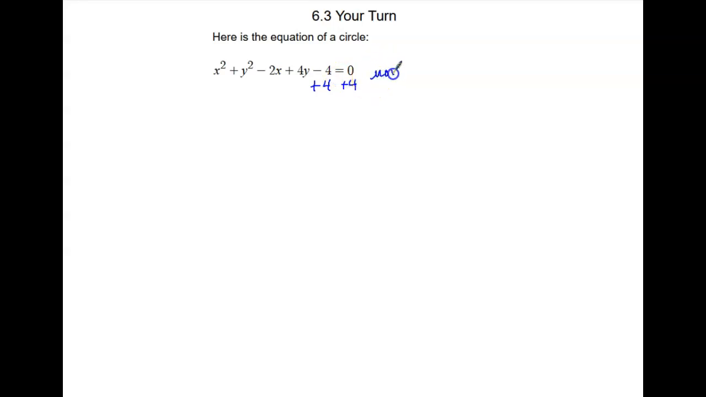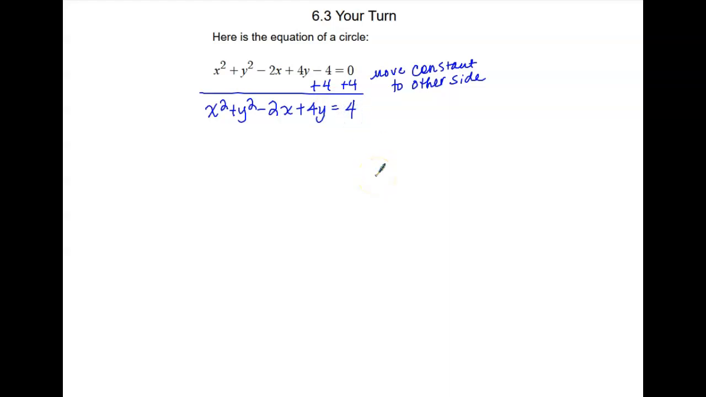So all I'm doing here is moving the constant to the other side. So I still have x² + y² - 2x + 4y = 4. So that's all we did. We just took that 4 and moved it over to the other side. I don't want it on this side, I want it over here. So I cancel it out over here and I do the same. Whatever I do to one side, I have to do to the other.